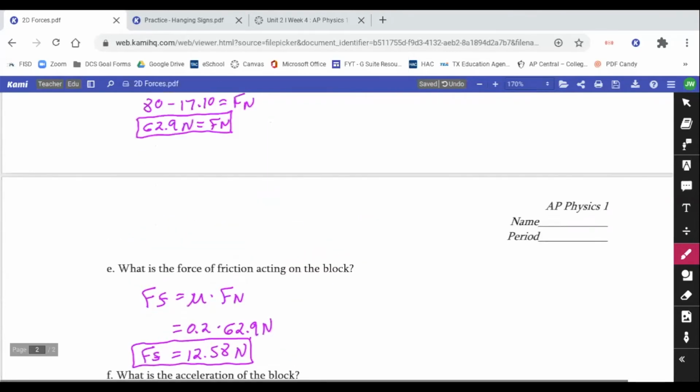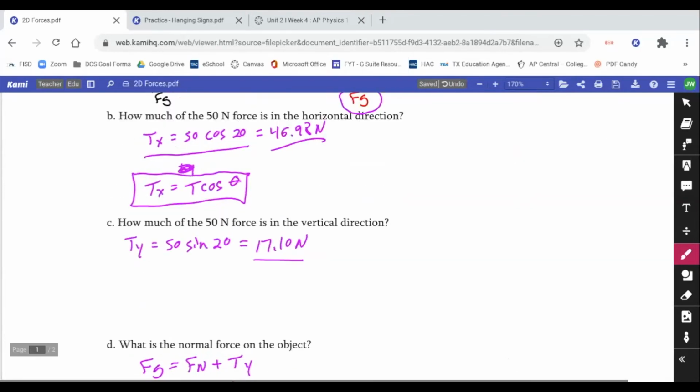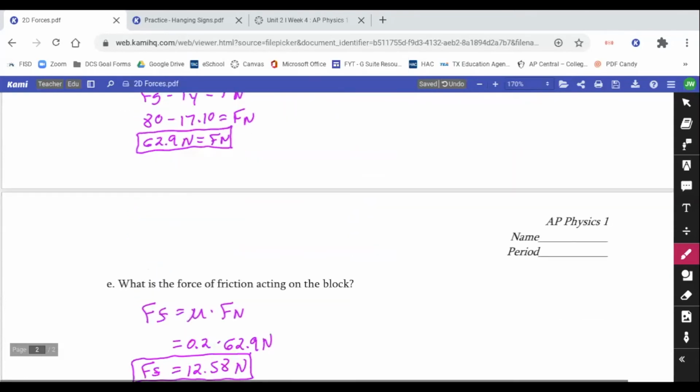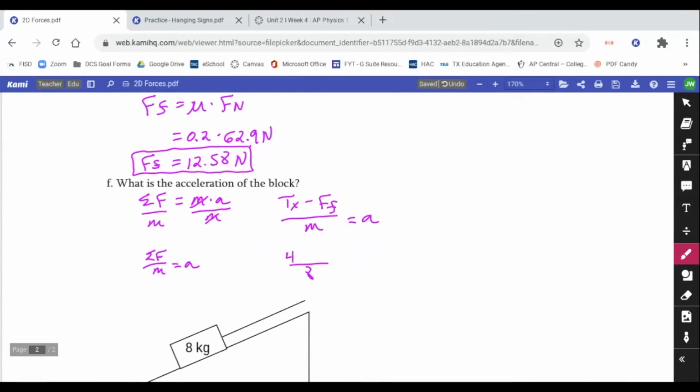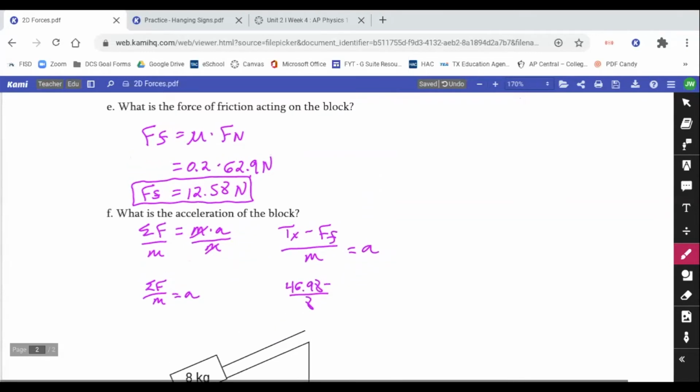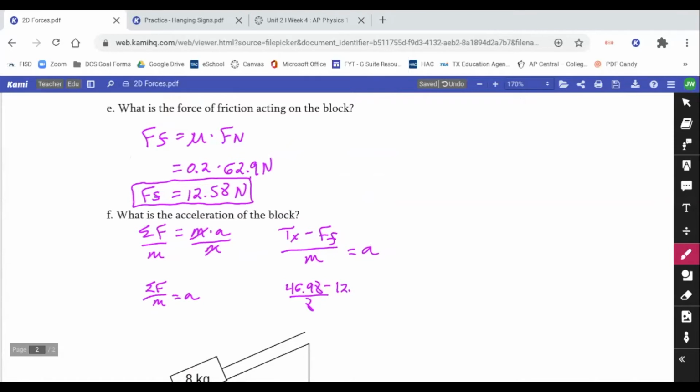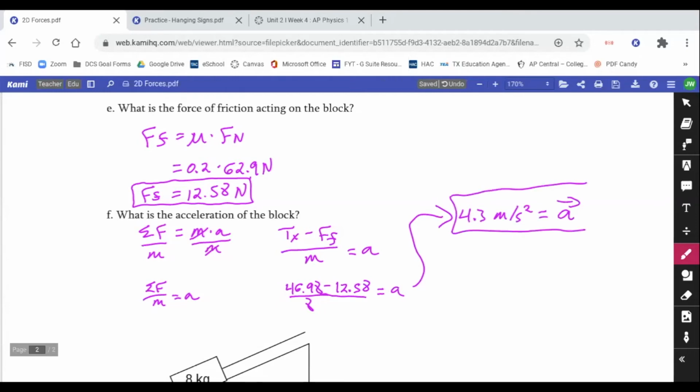Tension in the X we said was 46.98. Okay. We've already solved for this. 46.98 minus the force of friction, which we said was 12.58, divided by 8 equals acceleration. Let's move this up here. So 46.98 minus 12.58, enter, divided by 8 equals 4.3 meters per second squared, the acceleration to the right, because that's the direction of my net force. And I can box that in right there.